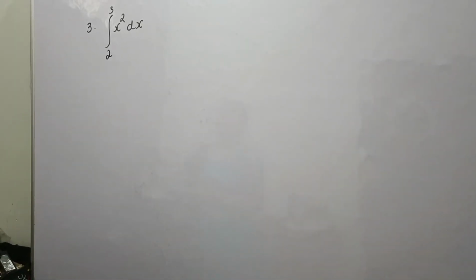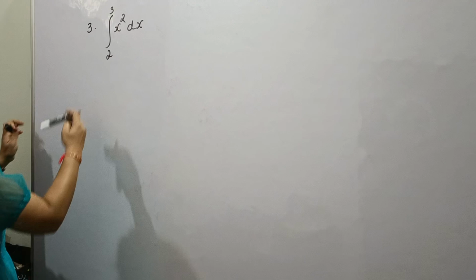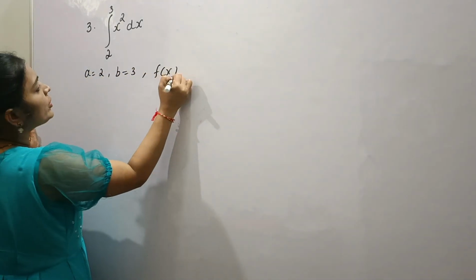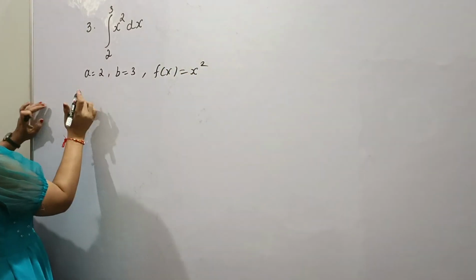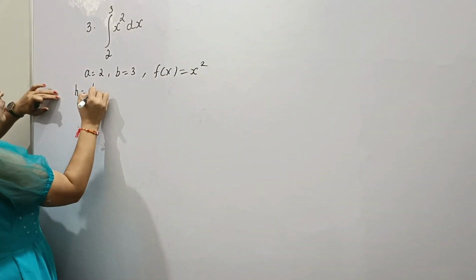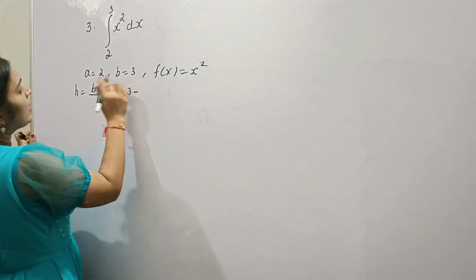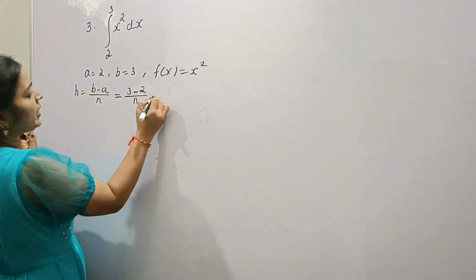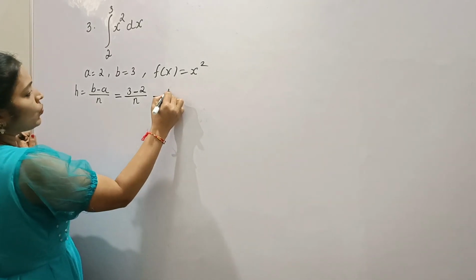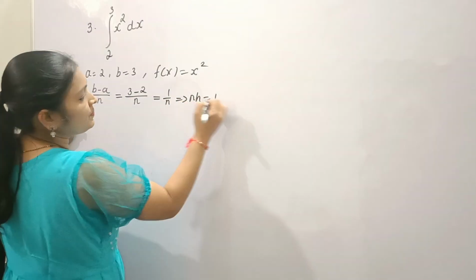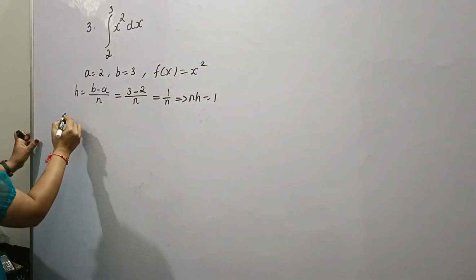Next one is evaluate integral 2 to 3 x square dx. Here the given function is x square, a is equal to 2, b is equal to 3, f of x is equal to x square. So let's find what is h. h is equal to b minus a divided by n, that is 3 minus 2 divided by n, that is equal to 1 by n, that implies nh is equal to 1.